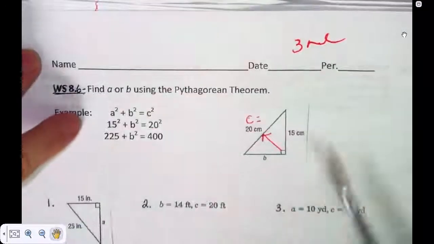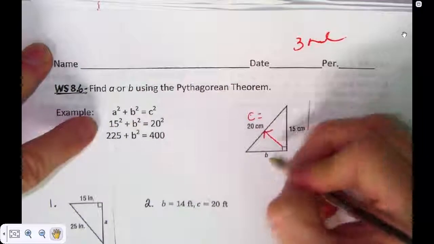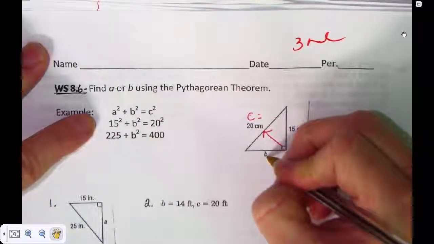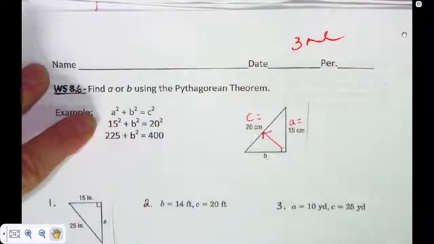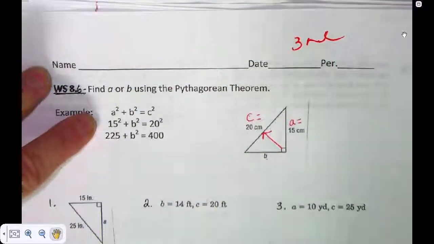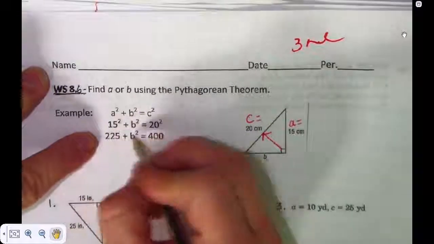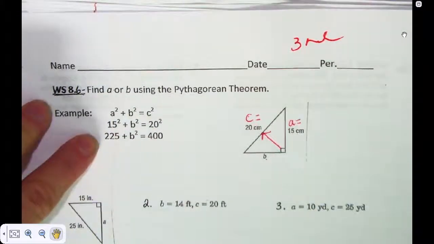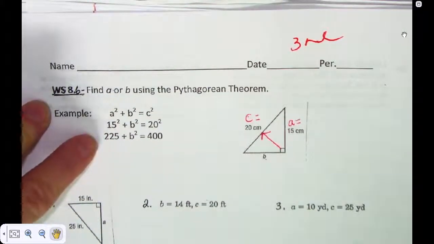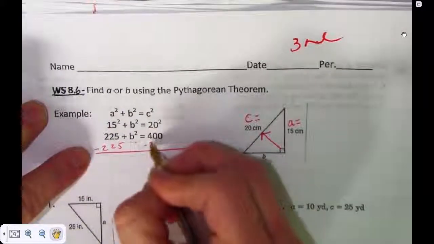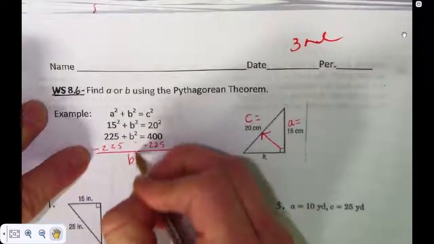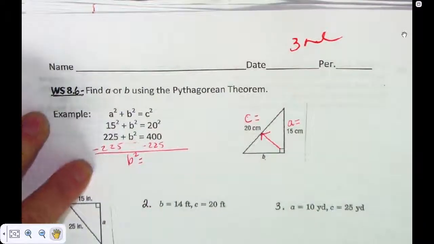So look, they already labeled that B, so you have to put A there. Sometimes they do that. They label themselves. So they've worked it all the way down to the fourth step. So what are we going to do at that point? You're going to do minus 220. Good, because we can't add those two numbers. So we're going to subtract. So B squared equals? 175. Good.